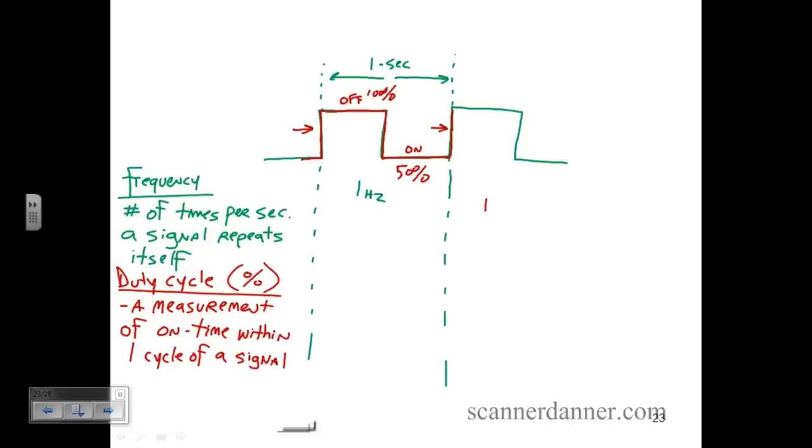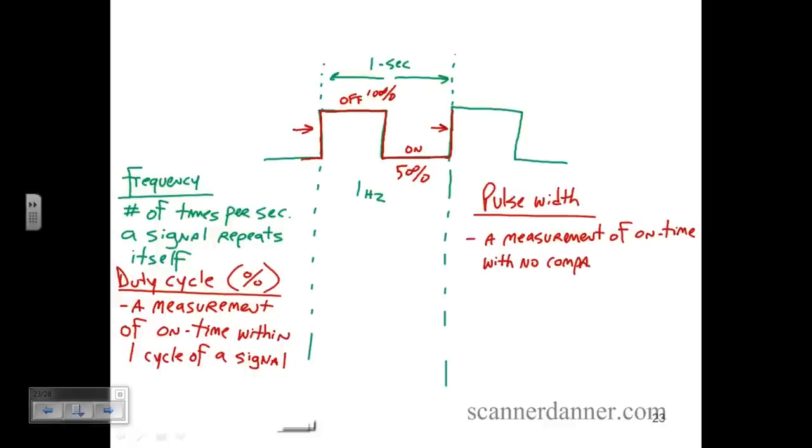One more is our pulse width. Pulse width is also a measurement of on time, with no comparison to the off time. Would you agree with me, to get a percentage of on time, we have to compare that to the off time in that period? Percentage, we need it.